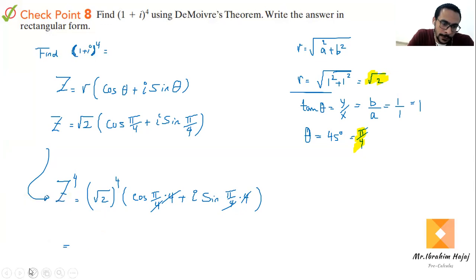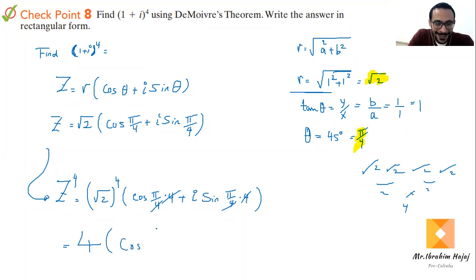Let me check. Radical 2 times radical 2 times radical 2 times radical 2, so 2 and 2 is 4. Yes, it's 4. So 4 times cosine pi plus i sine pi.